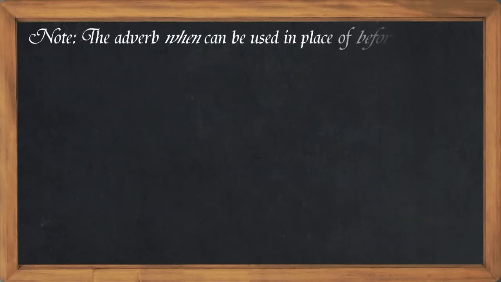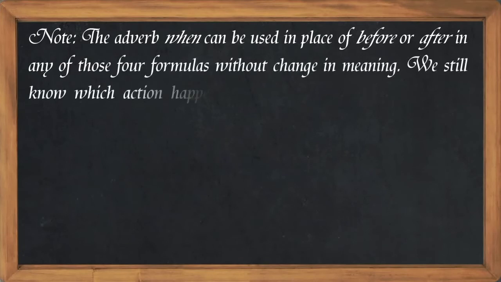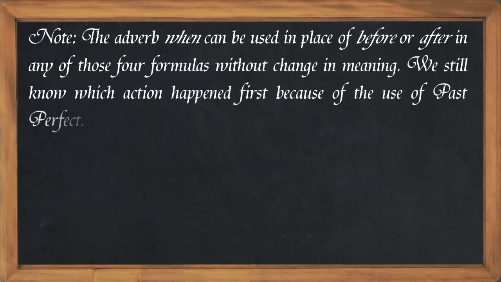Note: the adverb when can be used in place of before or after in any of those four formulas without change in meaning. We still know which action happened first because of the use of past perfect. Catatan, kata keterangan when dapat digunakan sebagai pengganti before atau after dalam salah satu dari 4 rumus tersebut tanpa perubahan makna. Kita masih tahu tindakan mana yang terjadi lebih dulu karena penggunaan past perfect.